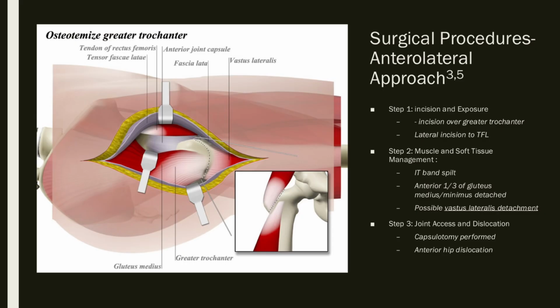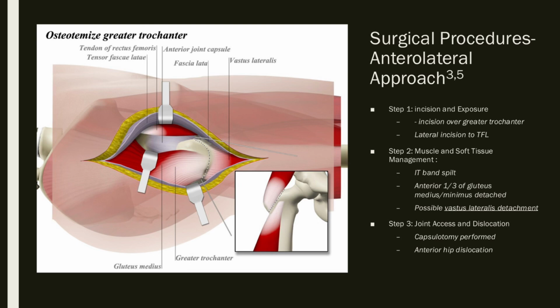All right, and then here is just the surgical procedure for the anterior lateral approach. So this approach is commonly used due to its stability benefits and lower risk of dislocation compared to the posterior approach that we just learned about. This procedure begins with an incision made over the greater trochanter, positioned laterally to the TFL. The incision allows access to the hip joint while minimizing disruption to key stabilizing muscles.